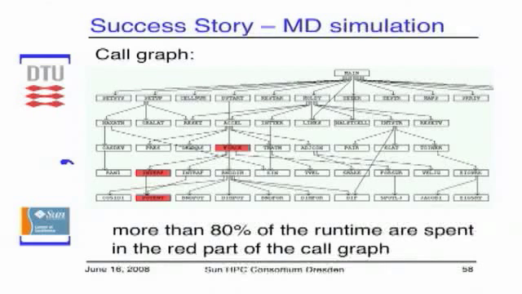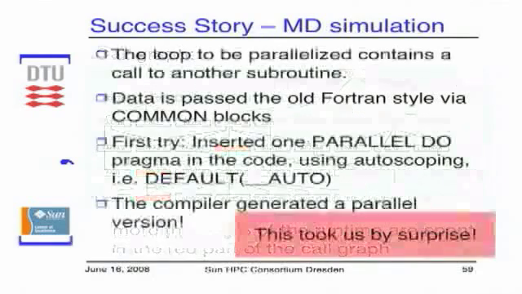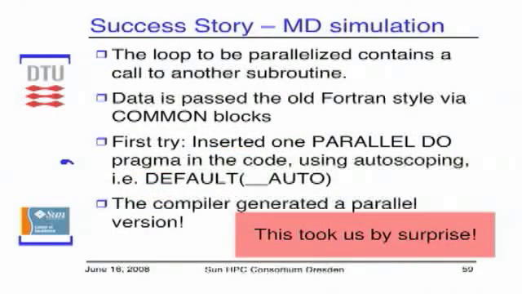So what we did now, the loop in this subroutine, we tried to make it parallel, and I said, okay, give autoscoping a try. And I put a default auto in it, and the compiler generated a parallel version. It compiled without warning, and it was a parallel version. And actually this took us really by surprise, because I would have expected that it gives me some hints that there are some variables it cannot scope, but it didn't.